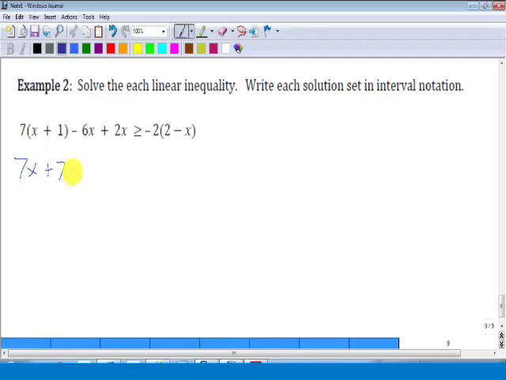7x plus 7 minus 6x plus 2x is greater than or equal to negative 4 plus 2x. Negative 2 times negative x, positive 2x. All right, the plus 2x. Simplifying both sides does not require us to reverse the inequality symbol. So keep simplifying. Combine like terms. There's a 7x, there's a negative 6x, and there's a 2x. How many x is that on the left? 3x. 3x plus 7 is greater than or equal to, I guess it doesn't matter what comes first, so I'll just keep it negative 4 plus 2x.